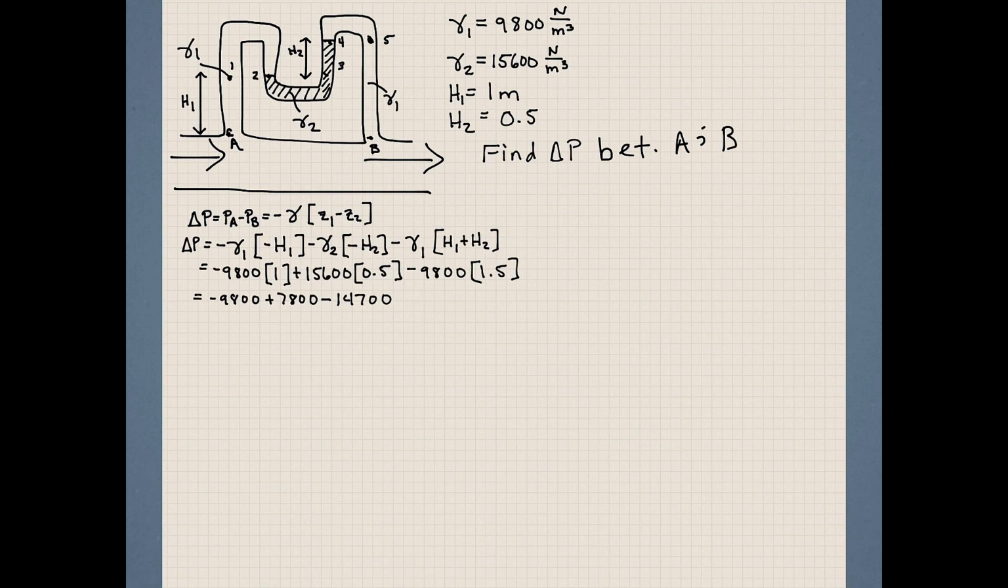All right. So we would have a final value of minus 16,700 pascals. Oh, I'm sorry. I did neglect a negative sign here. Let me go ahead. This negative sign should not be here. And this value should come out to be a little bit different in this case.